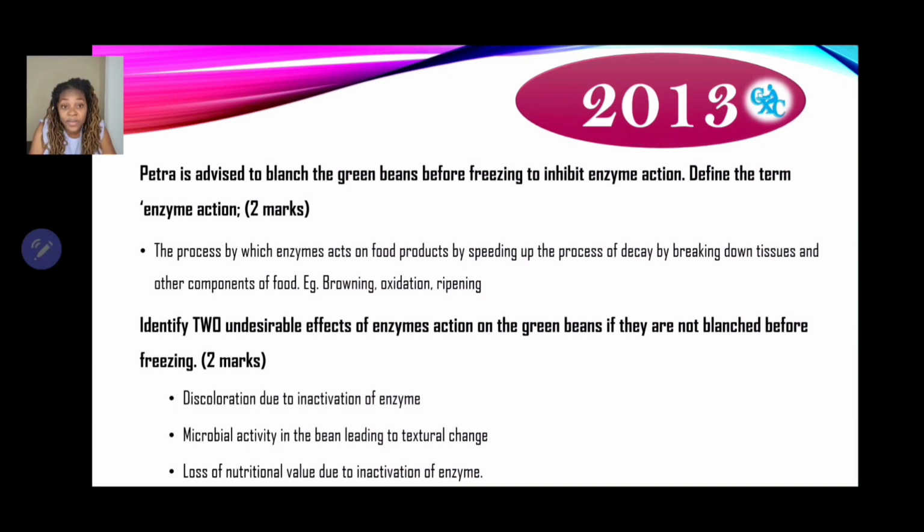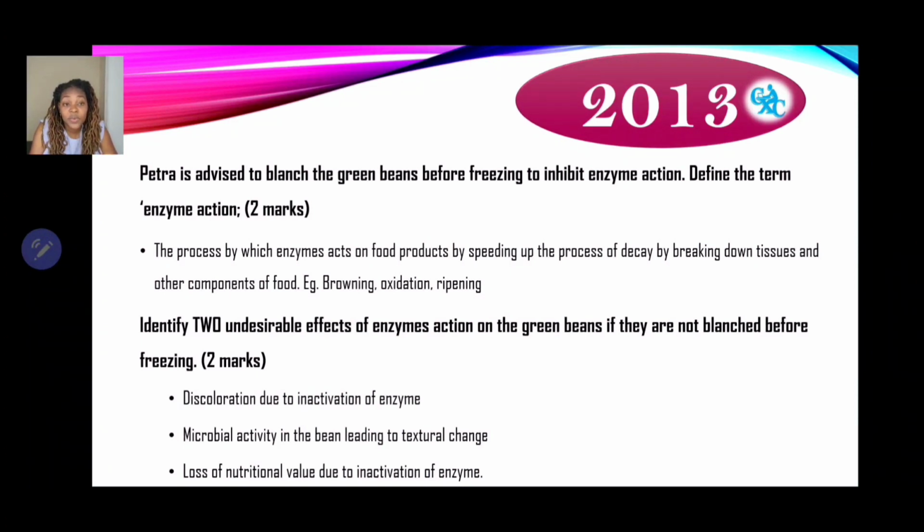So what will take place? Browning may take place, oxidation, and also ripening. And all of these are the action of enzymes. Good. So enzyme action may be defined as the process by which enzymes act on food products by speeding up the processes of decay, just as how enzymes help us to break down food and also in digestion.